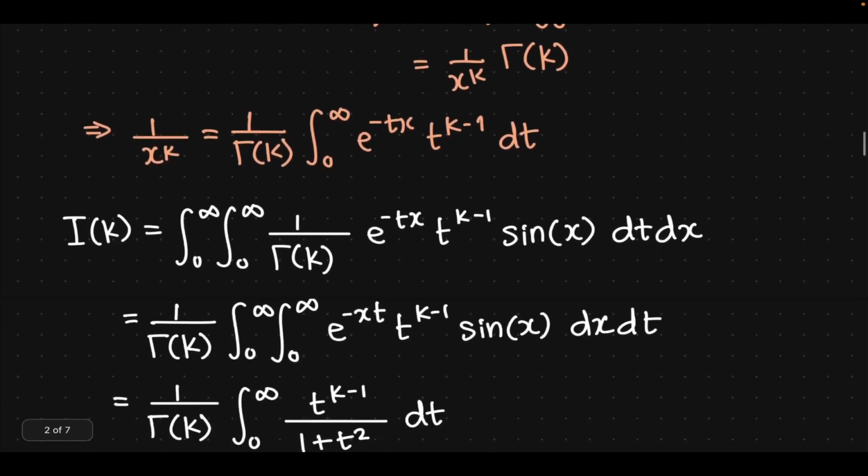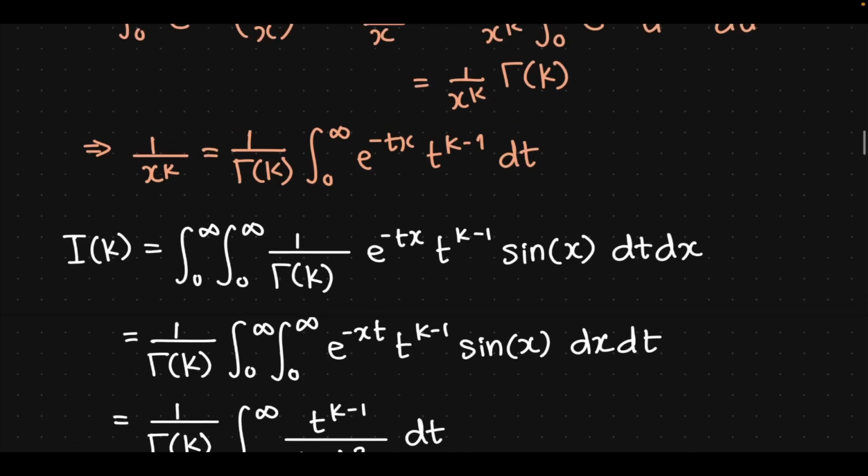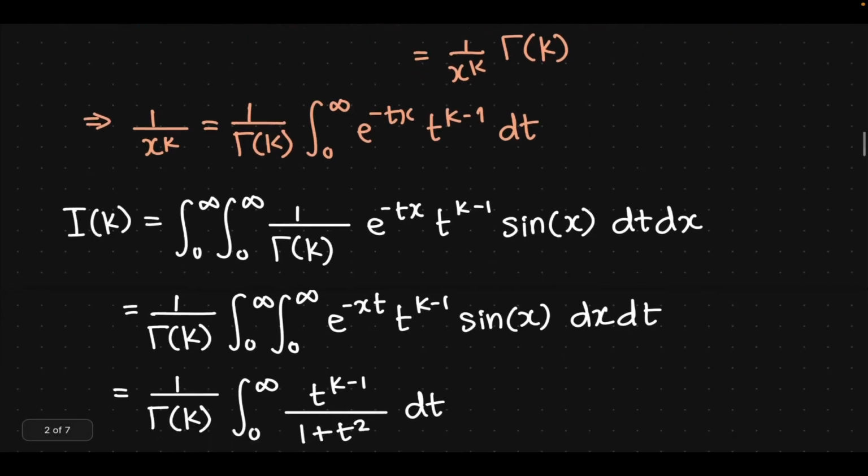Now, all we have to do is just substitute in place of 1 over x to the k in the original integral. You might ask, how is that going to help us? We're just introducing more complexities in the problem, and you'll see why. 1 over gamma of k e to the minus xt, t to the k minus 1 sine of x dt dx, both going from 0 to infinity.